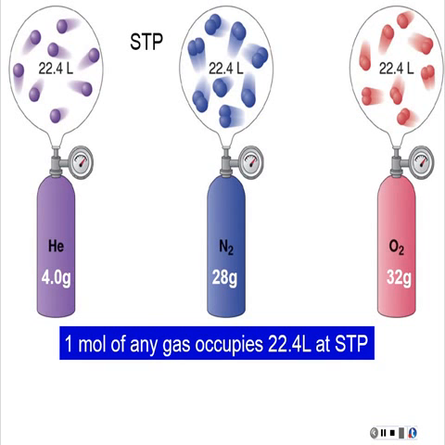So now we have a link between the mass of the gas and its volume, but this is only at STP. If the temperature and the pressure were different, the 22.4 liters would be different. So if we had a warmer temperature, we might have like 24 liters, something like that. But we can use the 22.4 liters and the fact that we have 1 mole of the gas at STP to answer some simple questions. So let's take a look at a few of those.